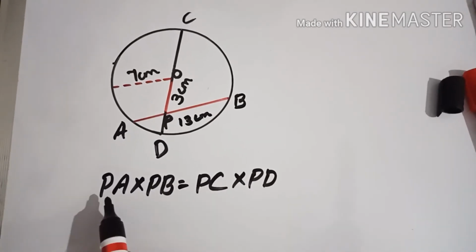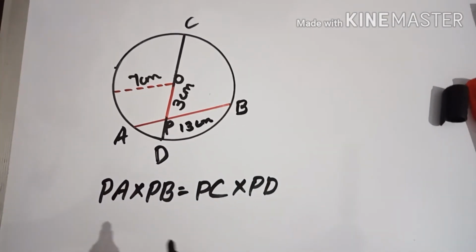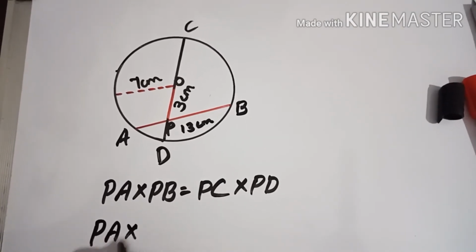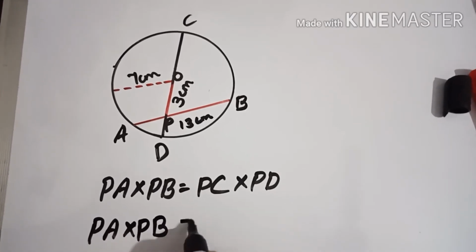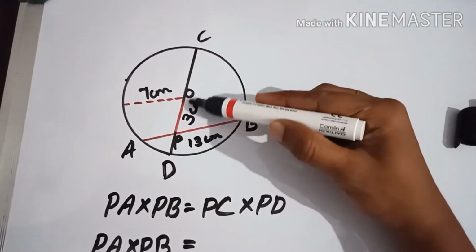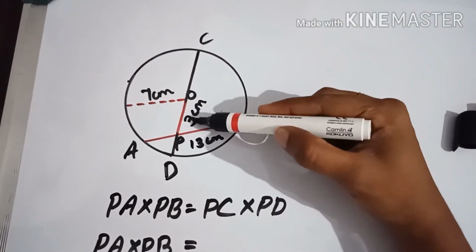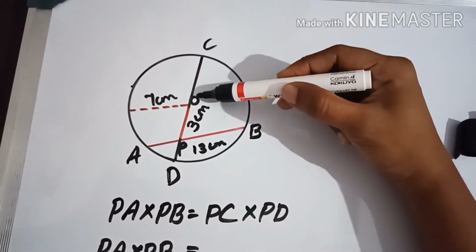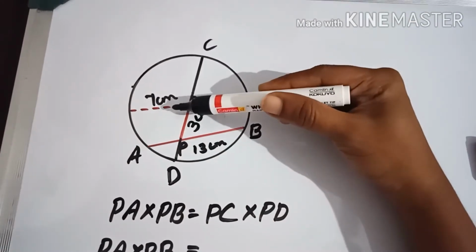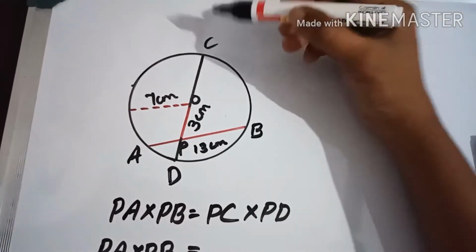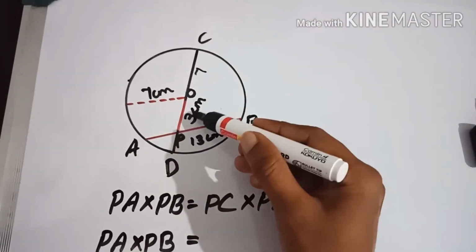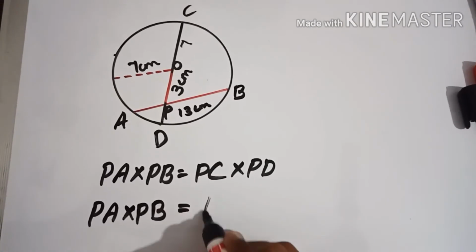Now here PA and PB we don't know the measurement, so we write PA into PB equal to PC into PD. PC means from P to O is 3 centimeter, and C to O is the radius of this circle. That radius is already given in the question, that is 7 centimeter. So PC will be 3 centimeter plus 7 centimeter, that is 10.